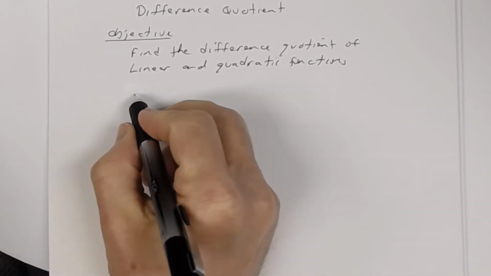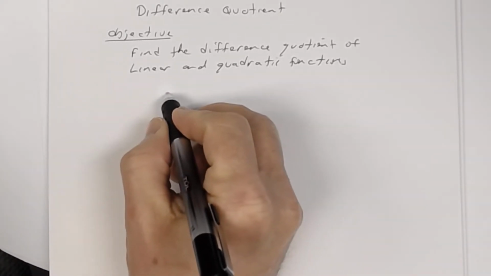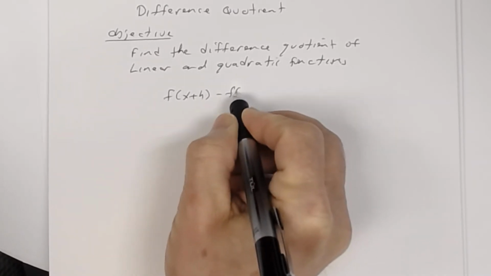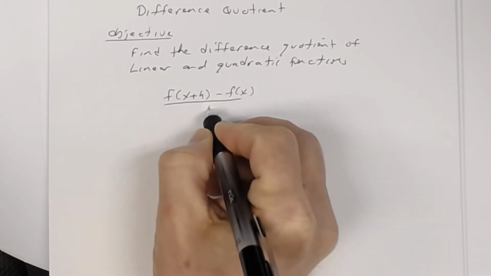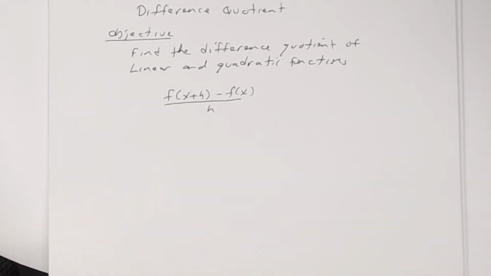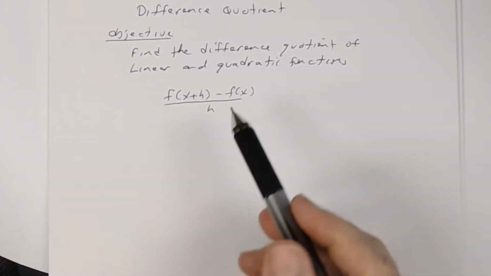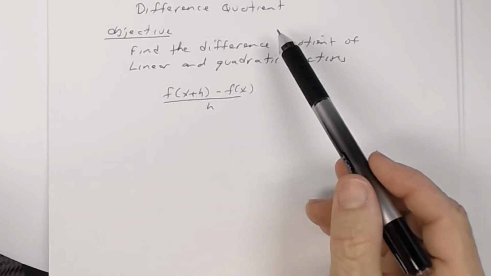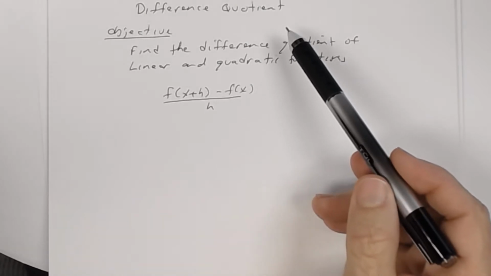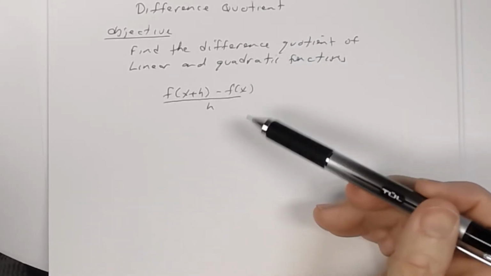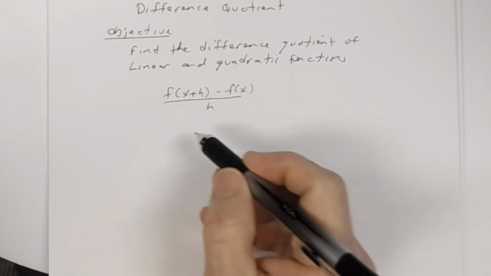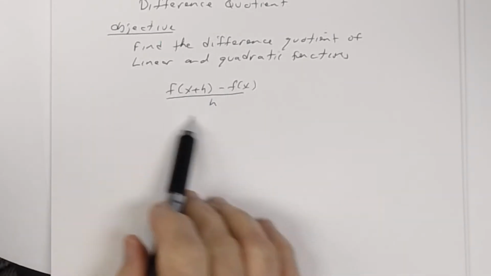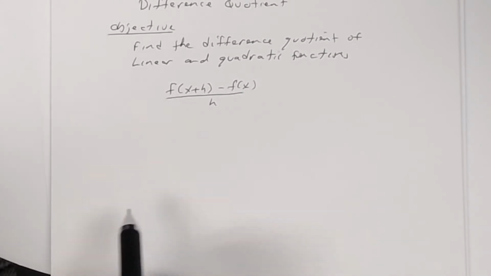So remember, though, that the difference quotient has this form. It's f of x plus h minus f of x, and all that's being divided by h. That's the formula for the difference quotient. The difference quotient does have some applications in calculus, and you're going to see that idea when you get to that point. But basically what we're going to do here is, given a linear or quadratic function, how do we use this formula to find the difference quotient?